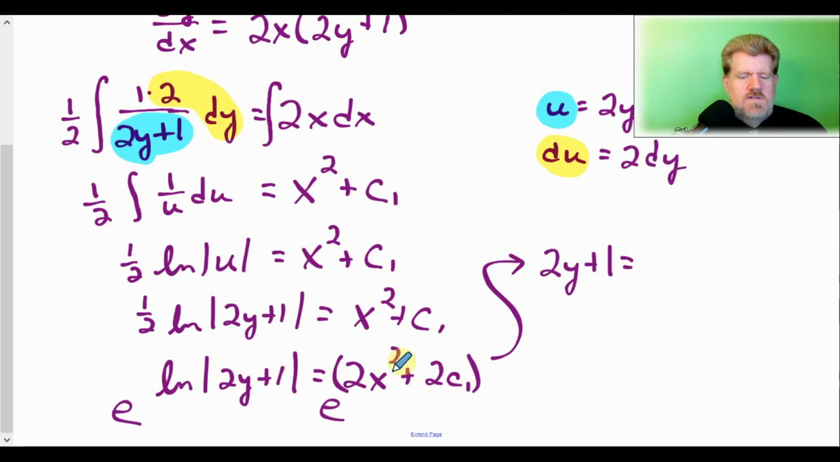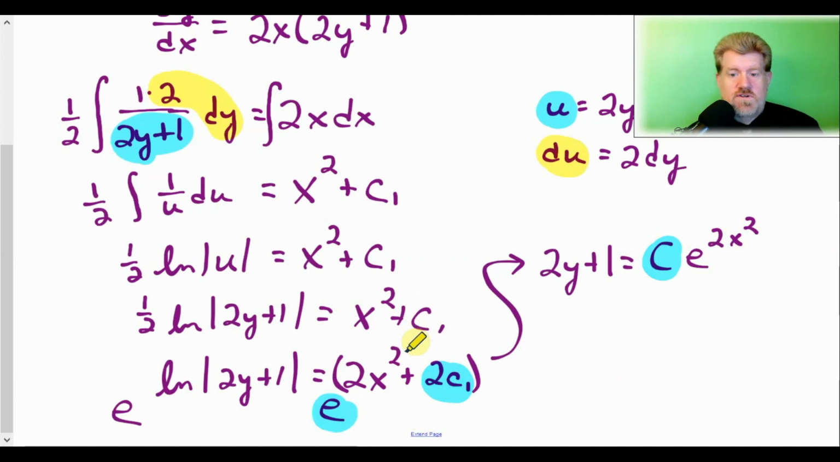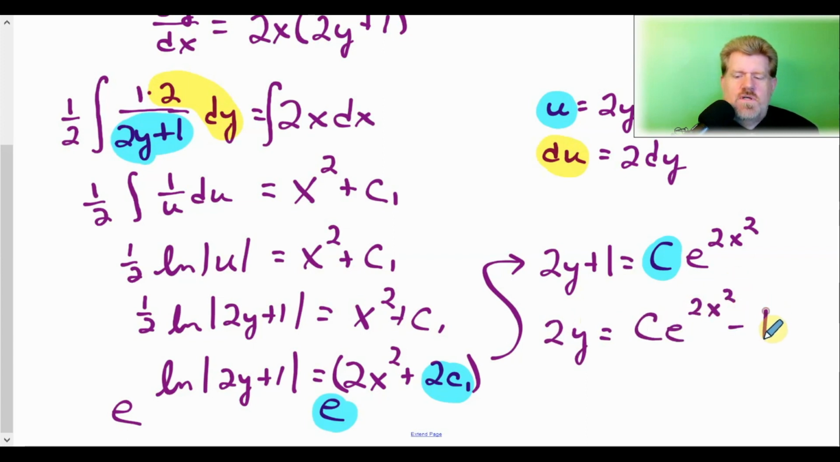E to this, so I'm going to try to make this one step now. It's going to be e to the 2x squared times e to the 2c1. Remember, that e to the 2c1 is just going to be some constant. So some constant times e to the 2x squared. Okay? Because remember, this e to the 2c1 becomes this. That's the key, because that's going to make the next section a little bit easier, because we're only going to do that one time. So there we go. Just do the normal things we would do. Subtract 1, divided by 2. So c e to the 2x squared minus 1.